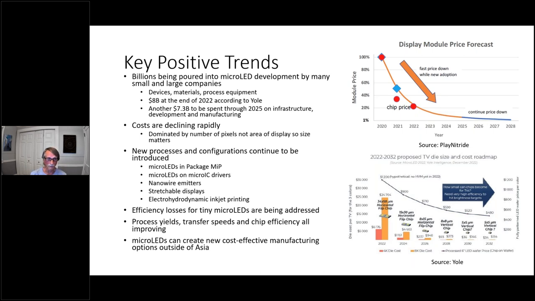New processes and configurations, things like microLEDs in packages. So putting RGB or multiple RGB sets in standard chip packages makes it easier to integrate into existing workflows to create modules, which makes a lot of sense. We're seeing microLEDs on micro IC devices, a different way of putting it together instead of putting it on a traditional backplane.